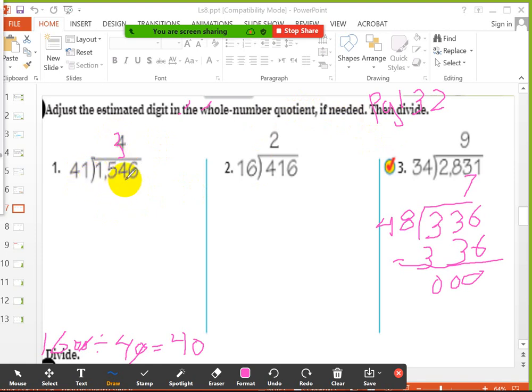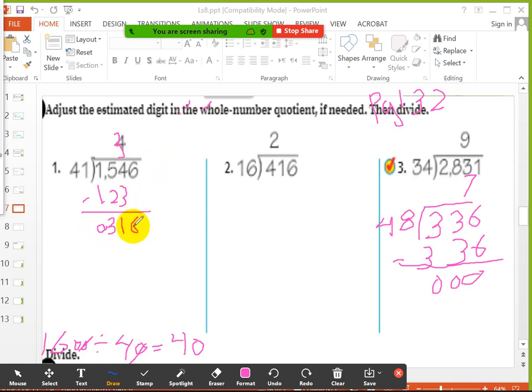3 multiply 1 equals 3. 3 multiply 4 equals 12. And then I will subtract. 4 minus 3 equals 1. 5 minus 2 equals 3. And 1 minus 1 equals 0. So this is the answer. Now let's continue. I will take the 6 and put it here.